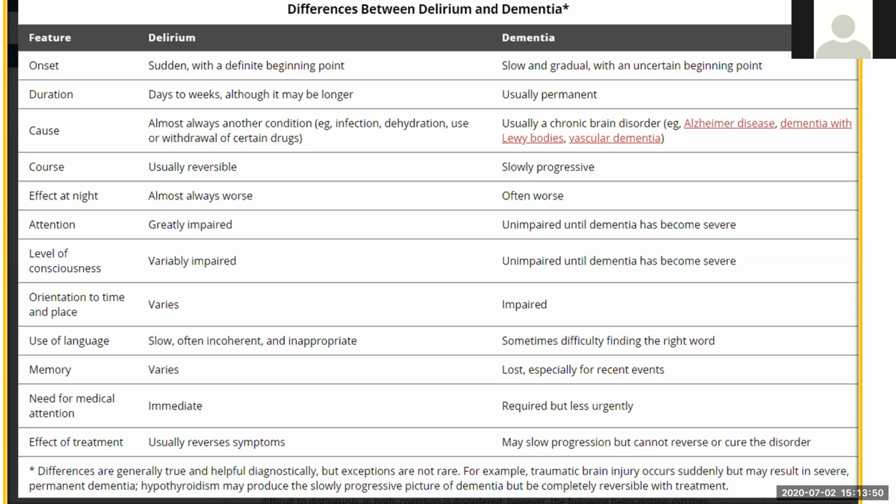Now, like I said before, it is reversible, and generally, delirium is seen worst at night. There's a term for that. Are you familiar with the term, what it is called? That how the symptoms are worse at night?